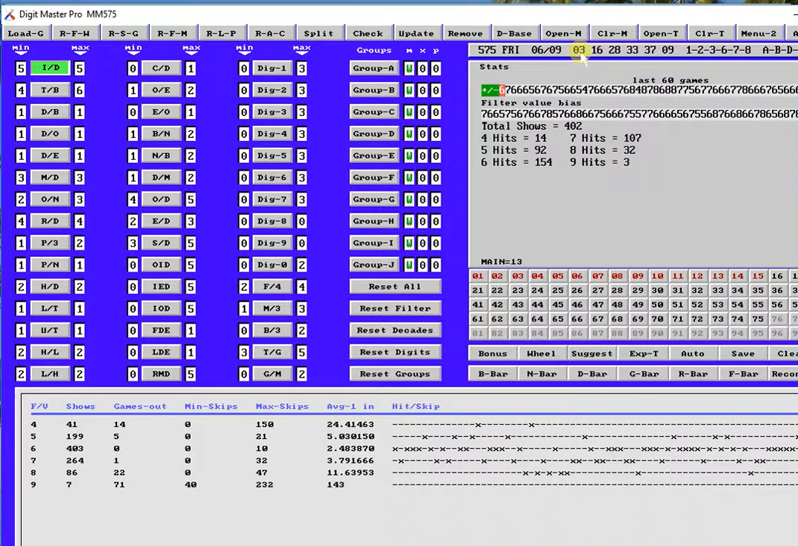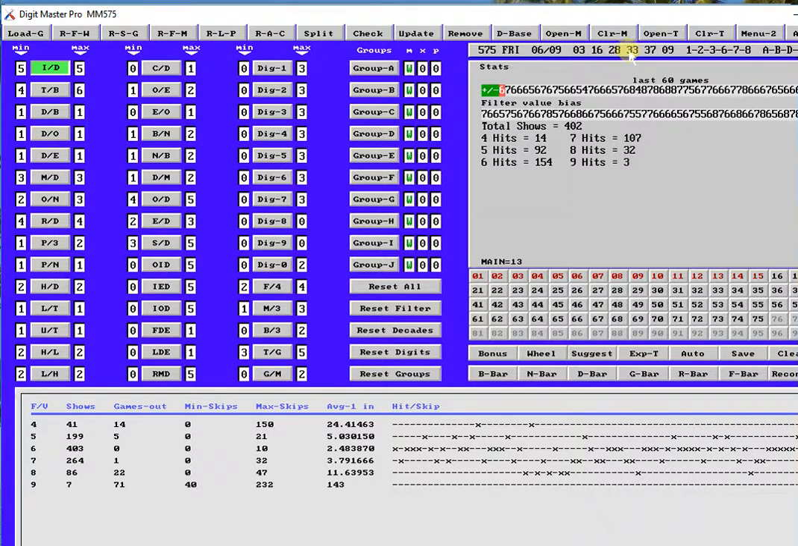Independent digits. So here they don't count the first digit, 0. It's not considered a digit. If it's less than 10, it only counts the 1. So here we have 1, 2, 3, 4, 5, 6, which was the last hit. So we had 6 independent digits.